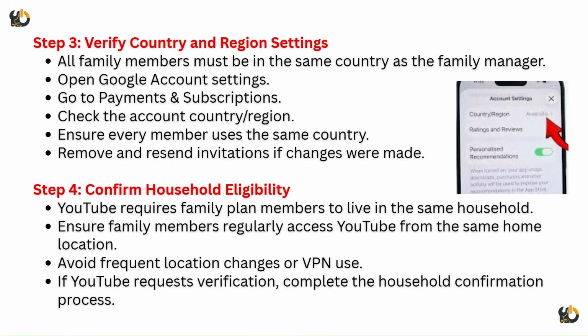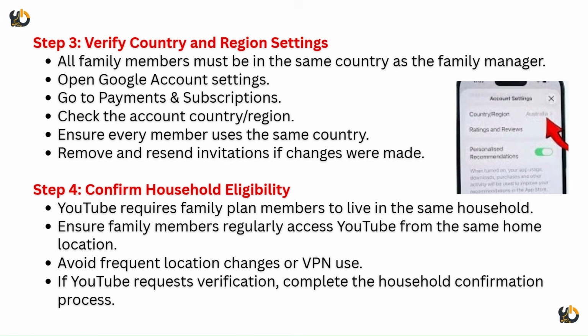Step 3. Verify country and region settings. All family members must be in the same country as the family manager. Open Google account settings, go to payments and subscriptions. Check the account country region. Ensure every member uses the same country. Remove and resend invitations if changes were made.